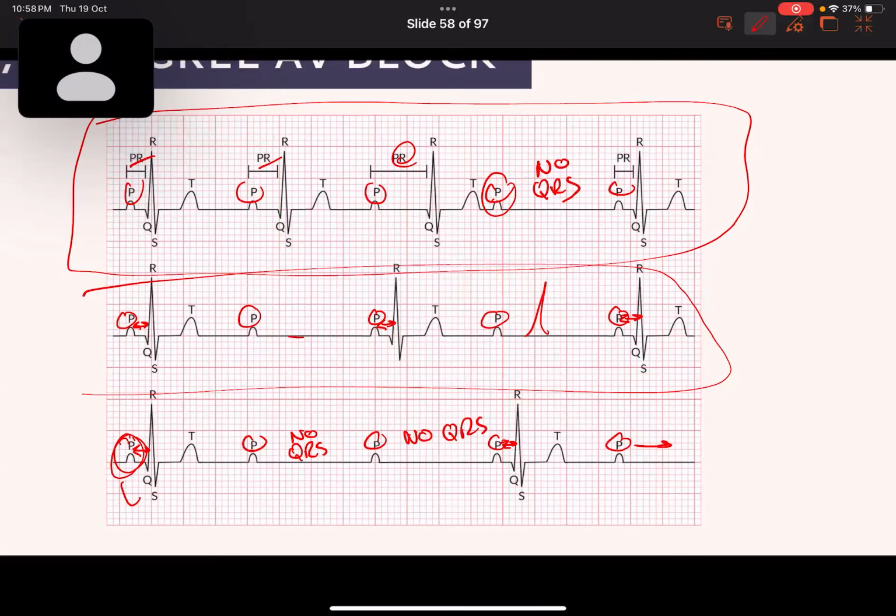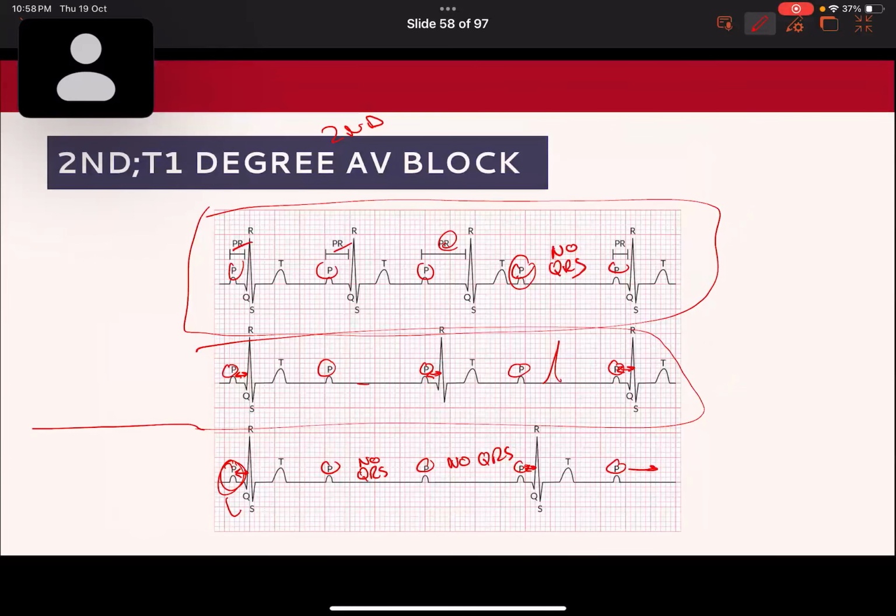If, for example, we have an ECG with a P wave and another P wave and another P wave, and then suddenly a random QRS complex with no preceding P wave, then this is what you consider a third degree block. Okay, this one is just similar to the second part, and that will be a second degree type 2. Why is it type 2?